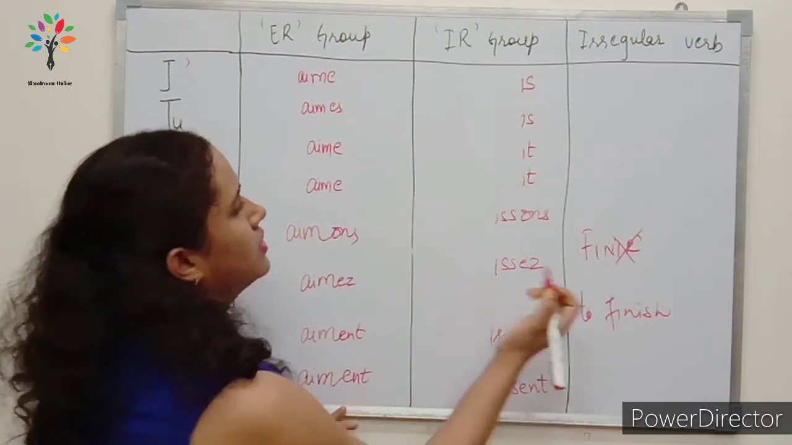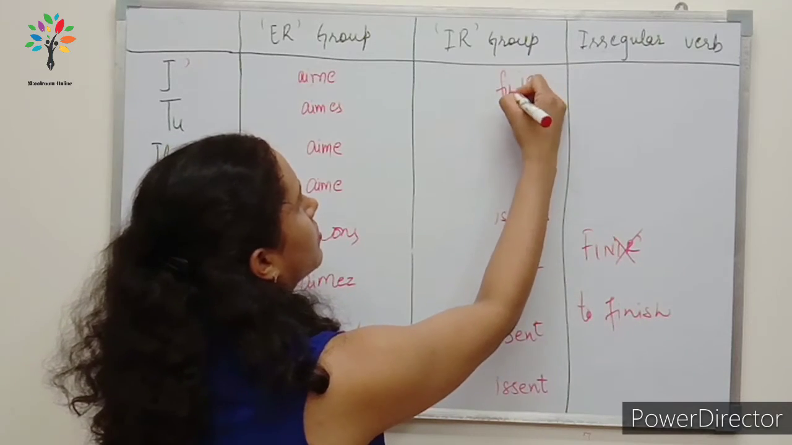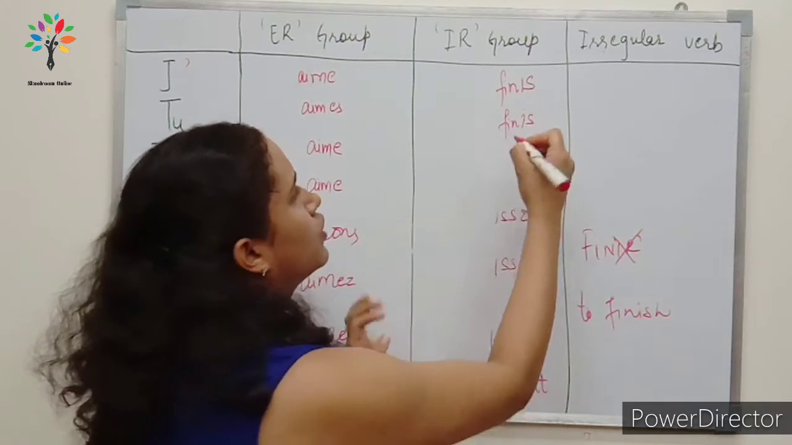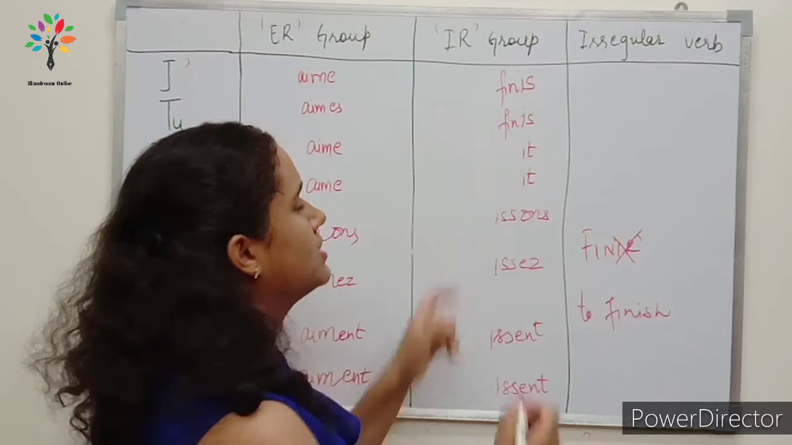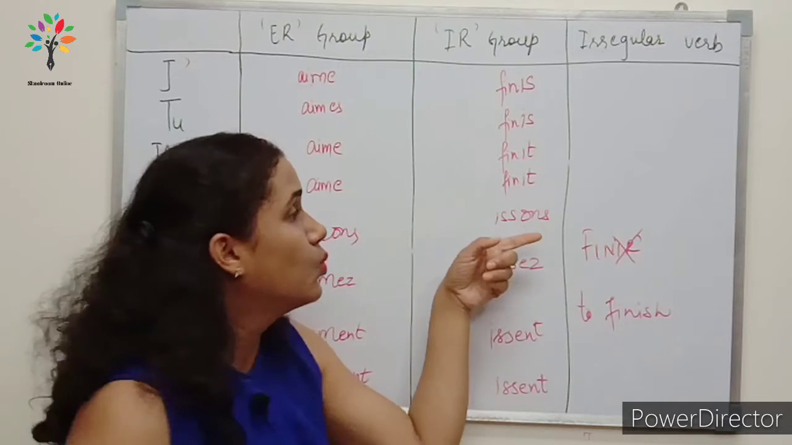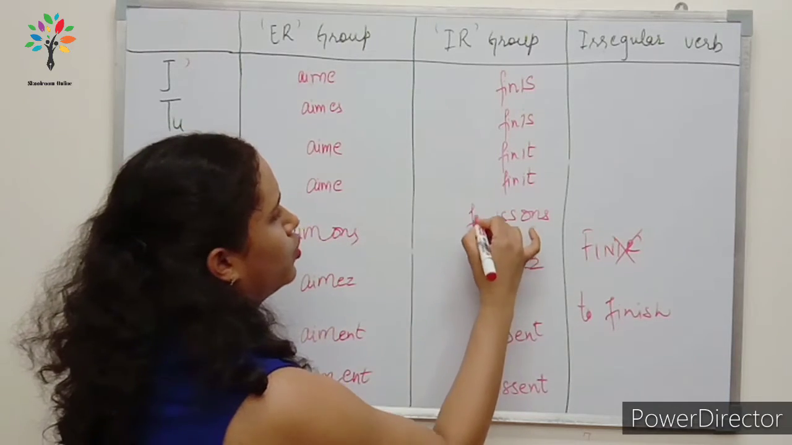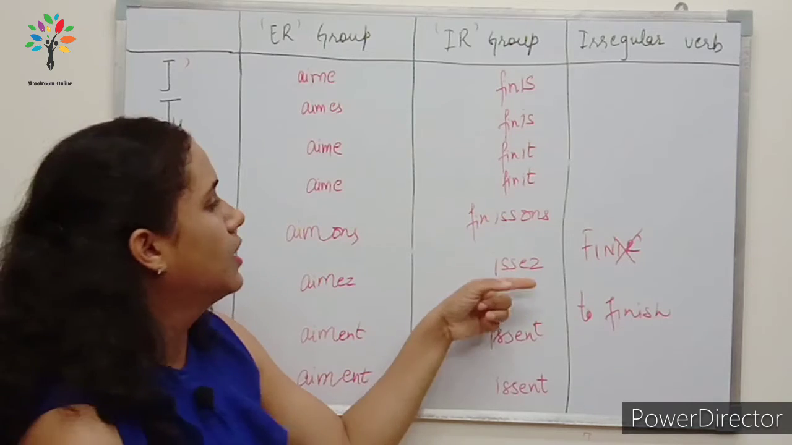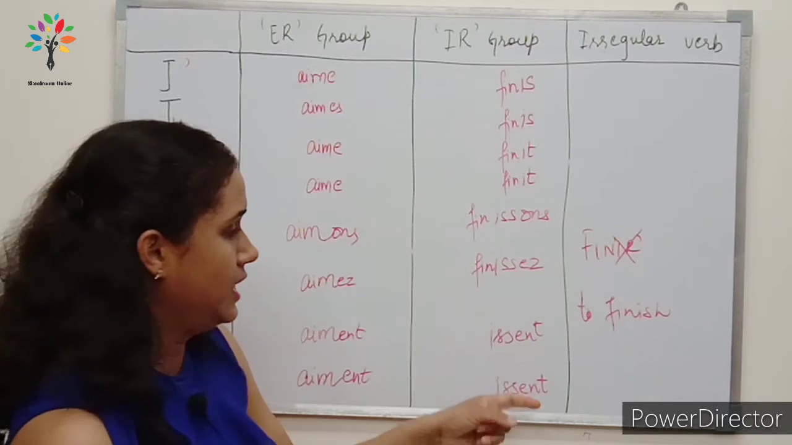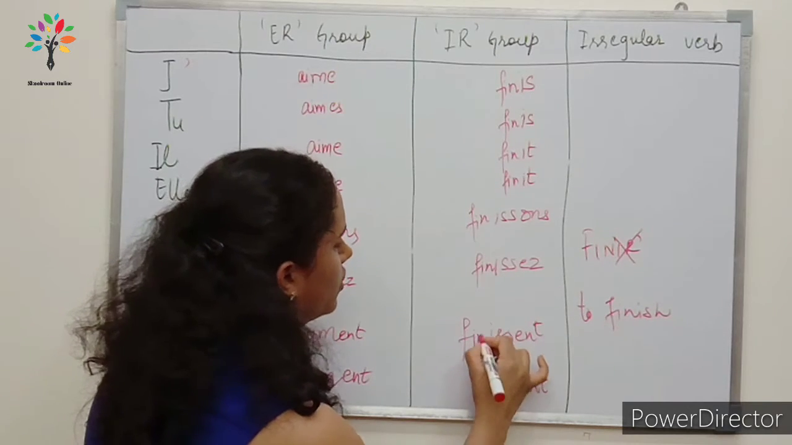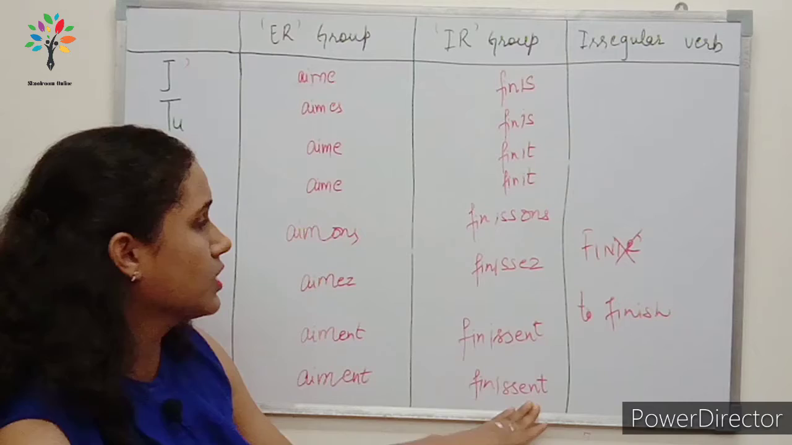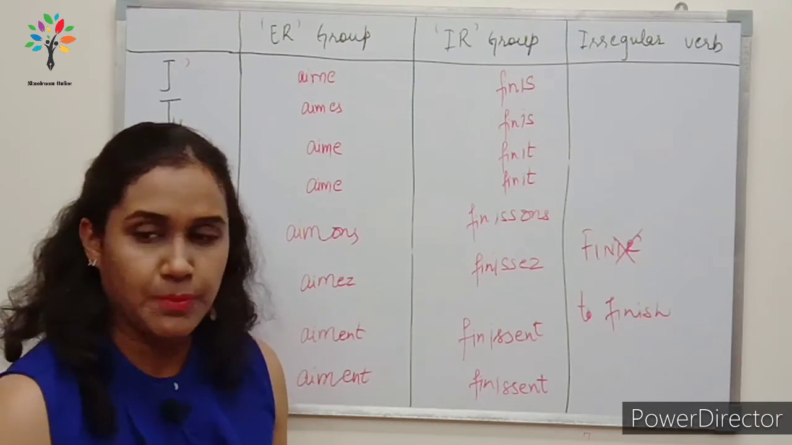So with je it will become je finis. With tu it will become tu finis. With il and elle it will become il finit. With nous it will become nous finissons. With vous it will become vous finissez, and with ils and elles it will become finissent. Clear? Let's do one more example here.